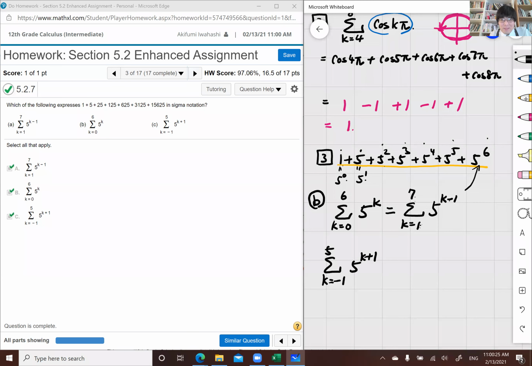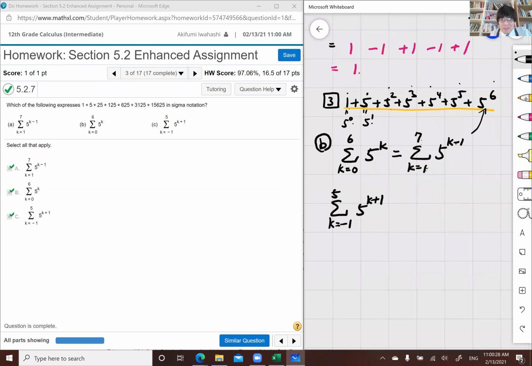Okay, so let's see, this is the same thing. This is starting with k equal to -1, so it's going to be 5^0. When k is equal to 0, it's 5^1. When k is equal to 1, it's going to be 5^2. And the last one is going to be 5 to the power of 6. So choice C is also showing the same thing in a different style. So all 3 of them in this case show the same expression. So the answer is, I just click everything.